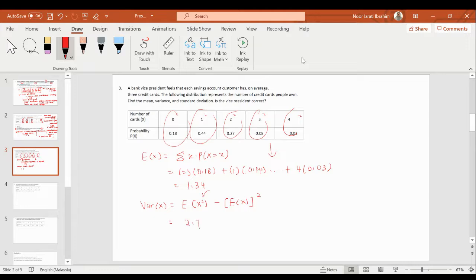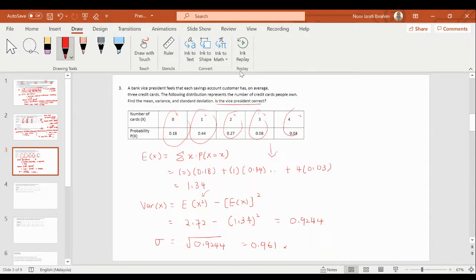You should get here 2.72 minus 1.34 squared. The variance value is 0.9244. And to get the standard deviation, always square root of variance. Square root of 0.9244 is 0.961. So what is the question here?